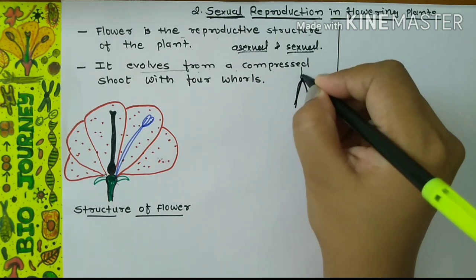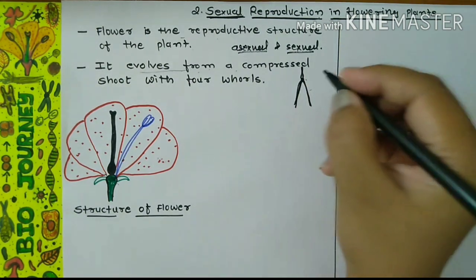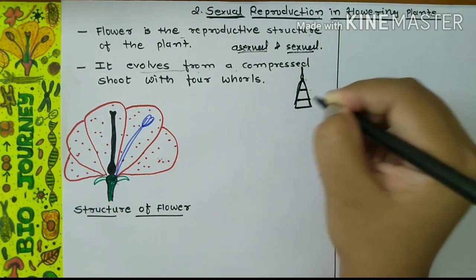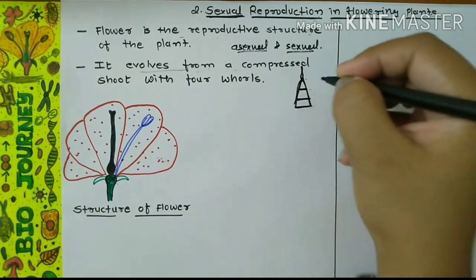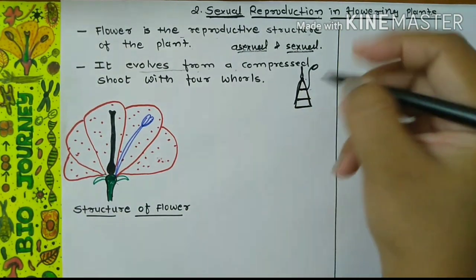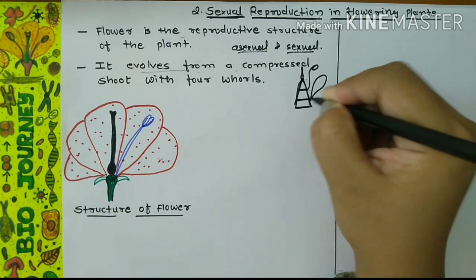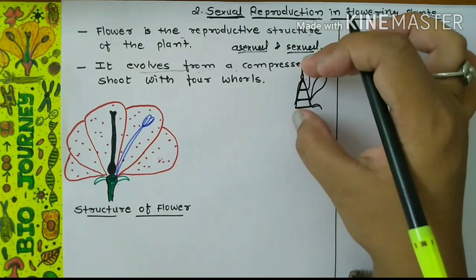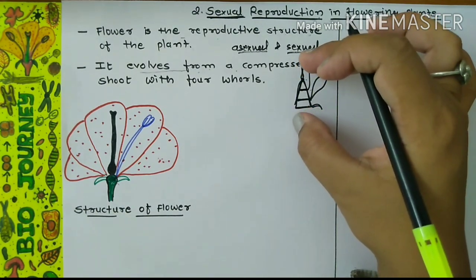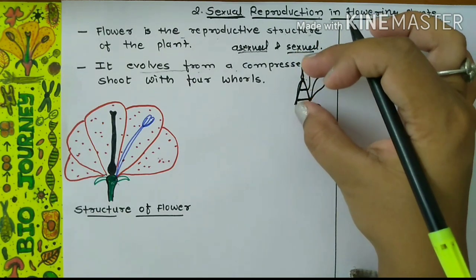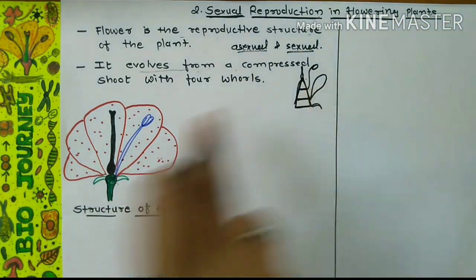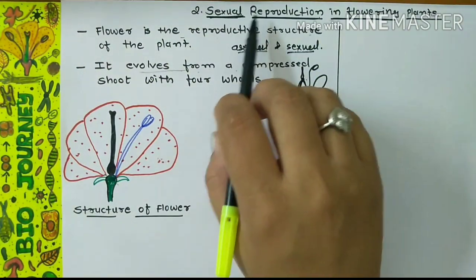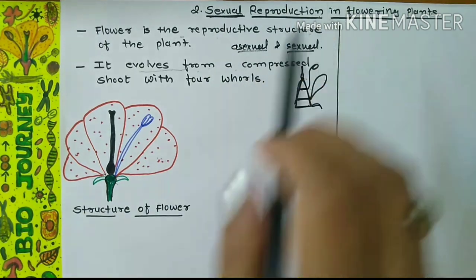From here the female part will germinate. Here you can see the nodes. From this node the male part will form. From here another roll, and from here another roll. So this whole beginning portion of the shoot will compress and turn into a flower.